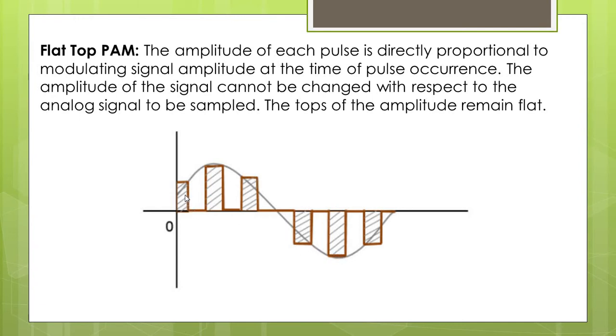Here also the amplitude of each pulse is directly proportional to the modulating signal or the message signal. The amplitude of the signal cannot be changed with respect to the analog signal to be sampled. So you can see that the tops of the amplitudes remain flat. This is known as flat top pulse amplitude modulation.